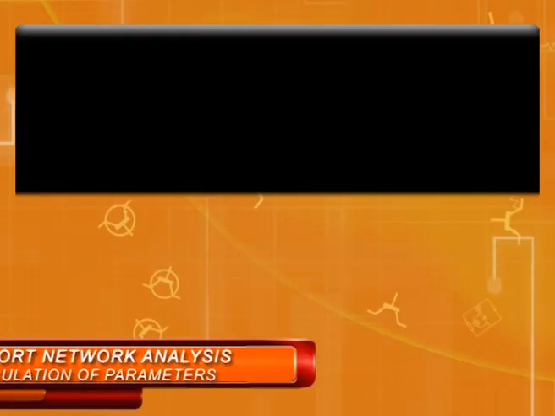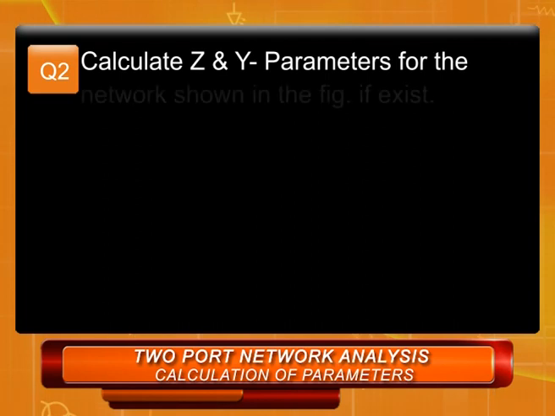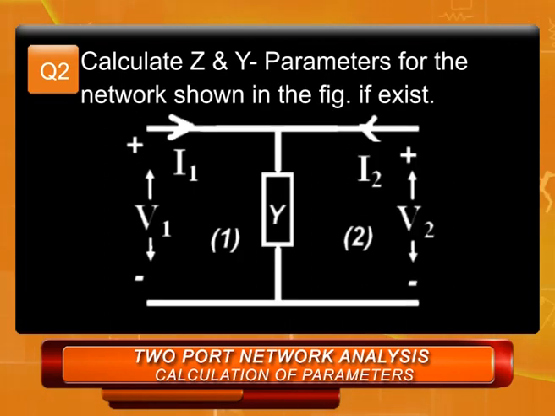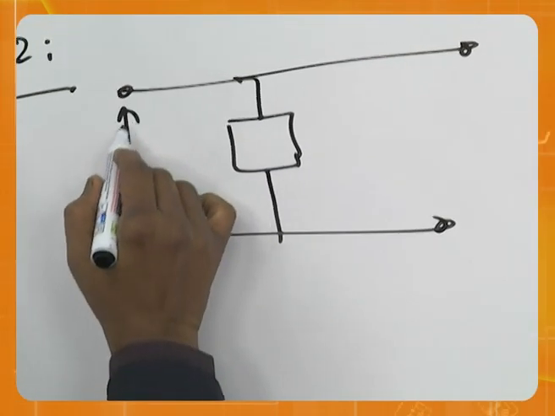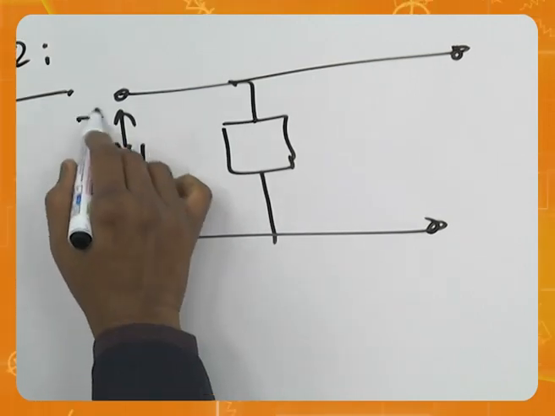Question number 2. Calculate z and y parameters for the network shown in the figure, if they exist. This circuit is, the name of the circuit is, shunt branch.